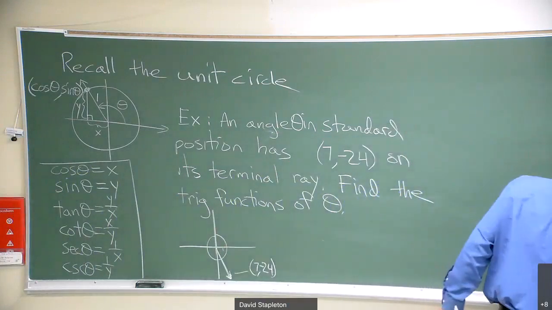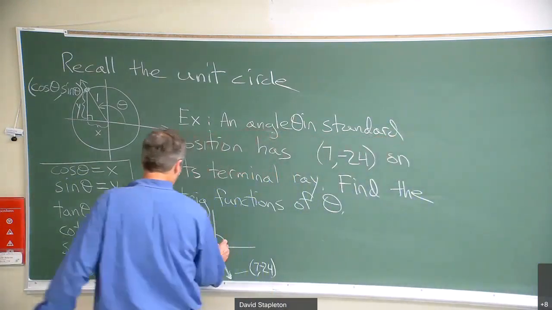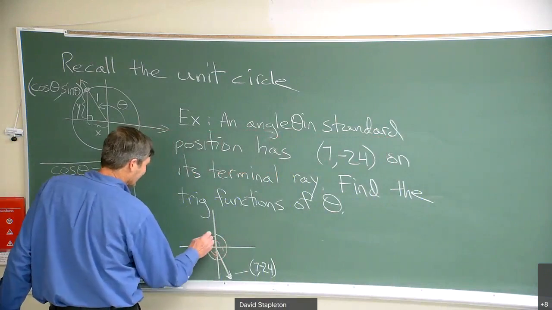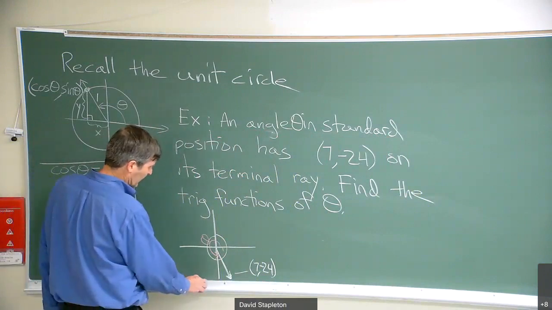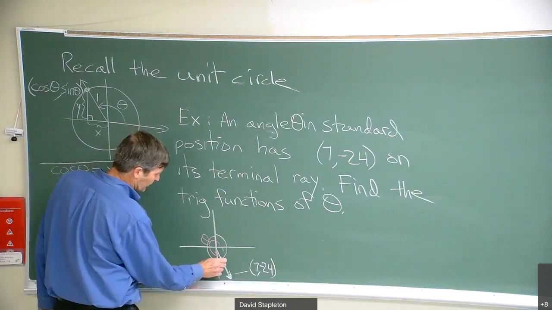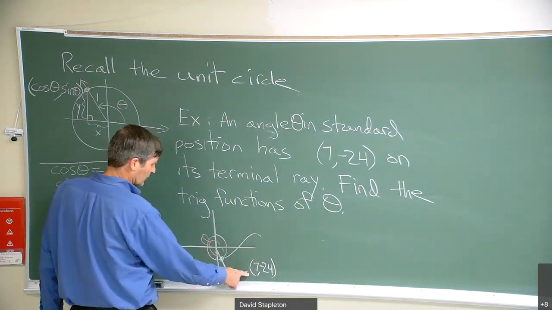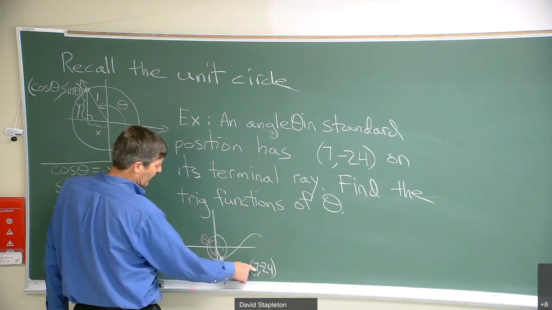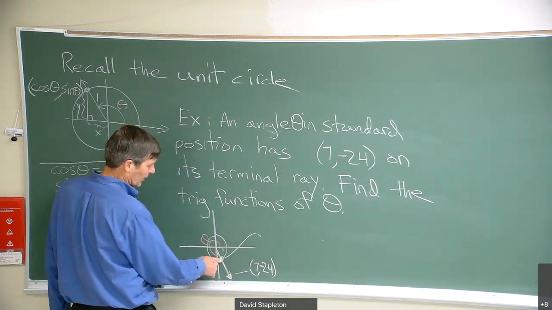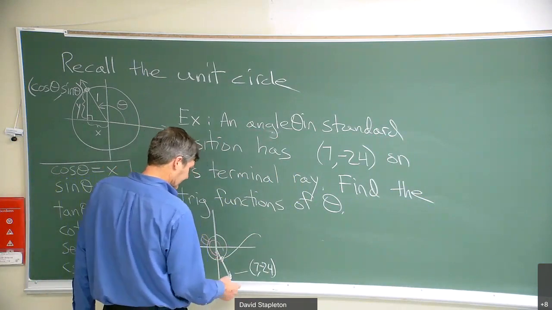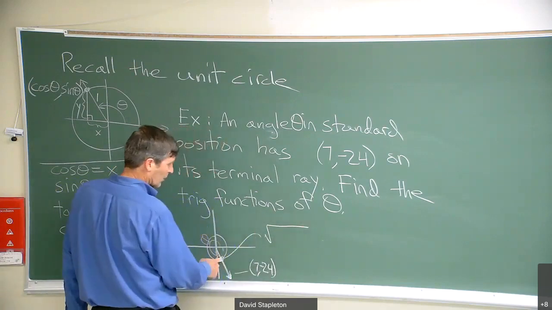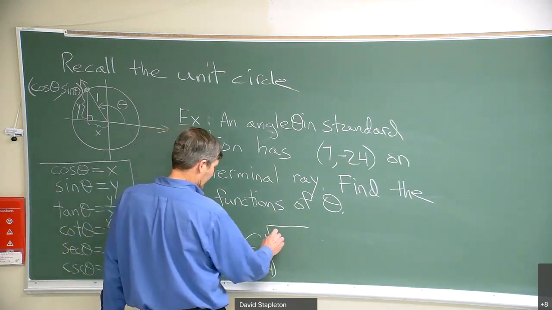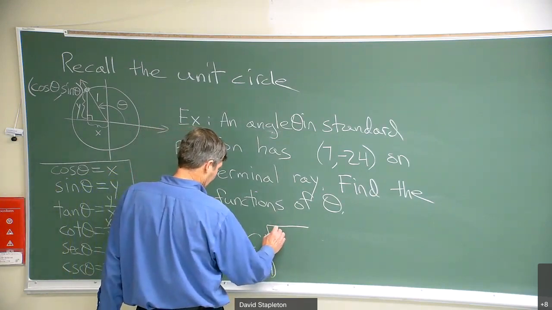Let me draw it. Hope I didn't draw this too tiny. I was down at the bottom of the board. So there's the angle theta that gets you there in standard position. And we can do this. We can say the corresponding point on the unit circle, if this ray goes through 7, minus 24, is just these numbers scaled to get a point on the unit circle. So how do we scale these to get a point on the unit circle? The points on the unit circle satisfy that the distance from the origin is 1. So the distance from the origin formula is square root of x squared plus y squared equals 1.